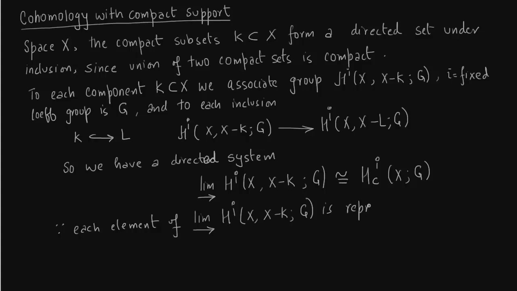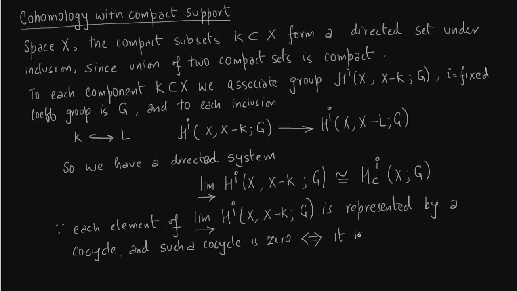So what are the elements of the direct limit group? Obviously elements of the direct limit group come from the corresponding cochains, which will be in the cochain complex, or I should say cocycle. Each element of this direct limit group is represented by a cocycle, and this cocycle obviously lies in a cochain of the form C^i(X, X minus K; G), precisely what I have written for H^i. Instead of that I will write C^i. So when is such a cocycle 0? Such a cocycle is 0 precisely when it is 0 on the right hand side also.